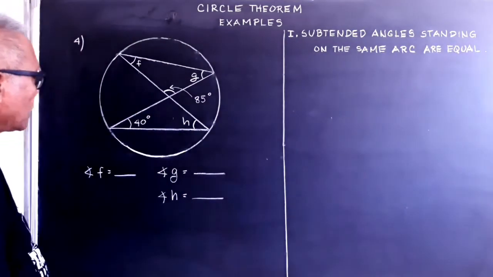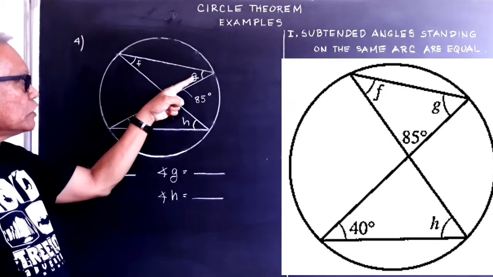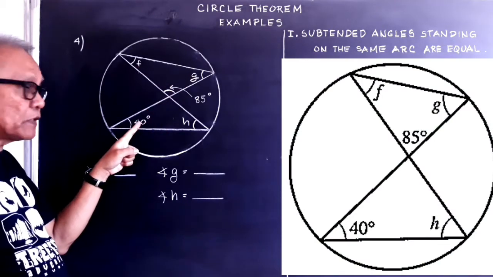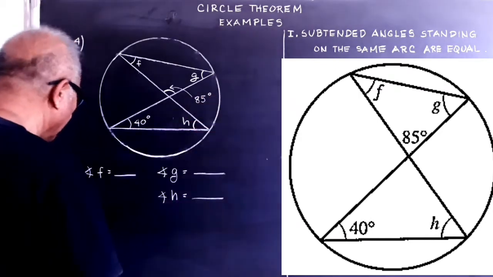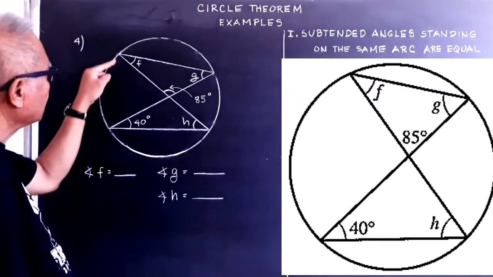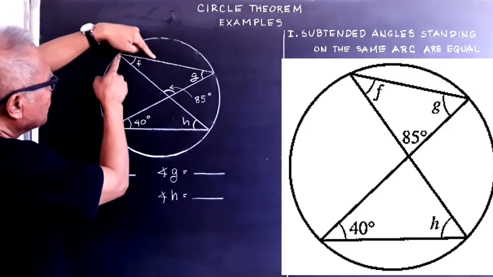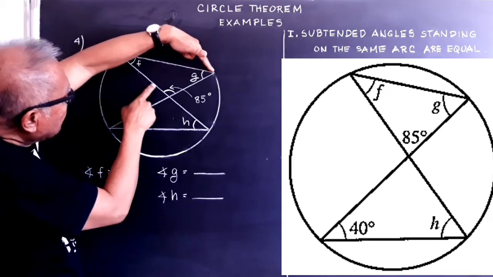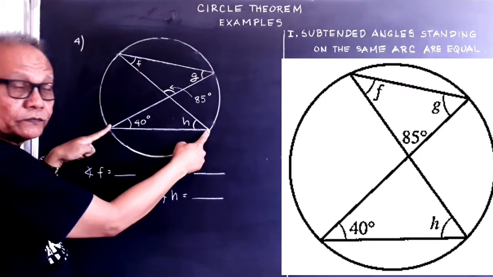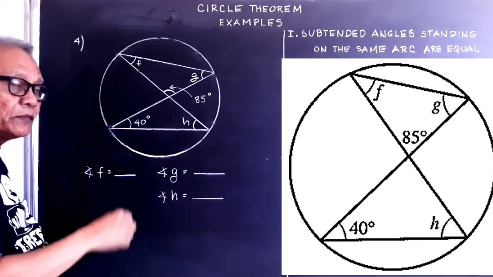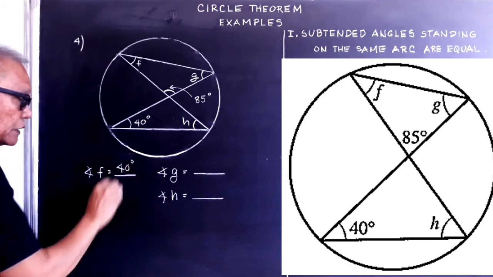Number 4. We have the same thing here. You have angle F, G. This one is 85 degrees. This one is 40 degrees. This one is angle H. Let's have angle F. Let us trace it. So here, going there, right here, and here. So there's no problem in angle F. So angle F is 40 degrees.